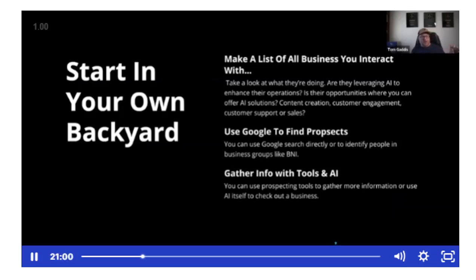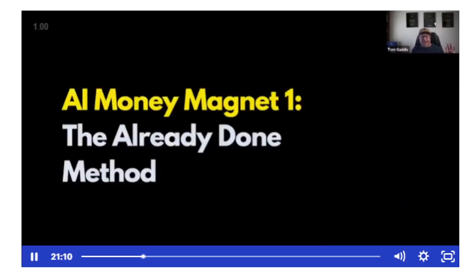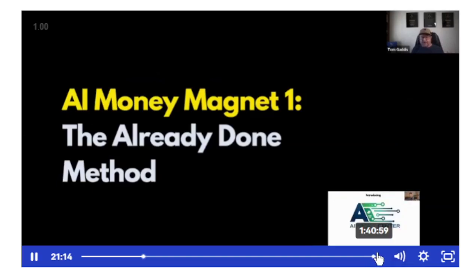So we use Google to find the prospects. I just did a search. I used the High Level prospecting tool to gather some info, right? So now let's make some money from this client. So AI magnet number one, the already done method.